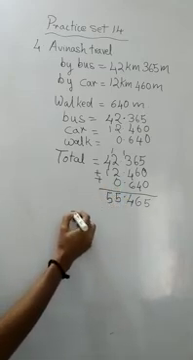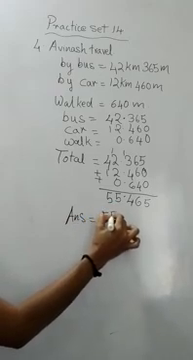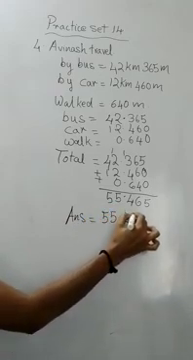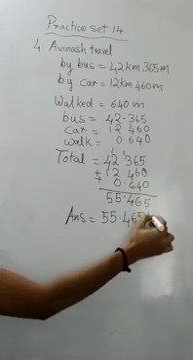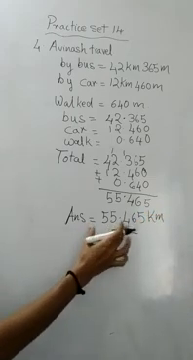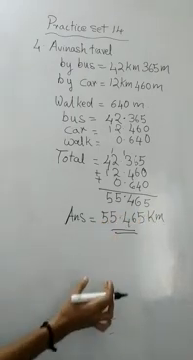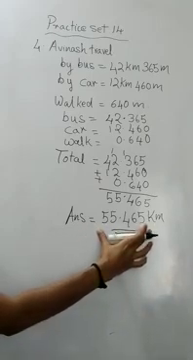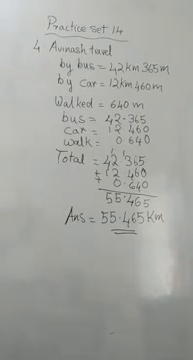So what will be the answer? 55.465 kilometers. They are telling to write in decimals, so no need to convert. This actually means 55 kilometer and 465 meter. Okay, but you don't have to write it separately. They have told to write in decimals, so you will write it as 55.465 kilometer. Okay, so that is how you solve this problem.